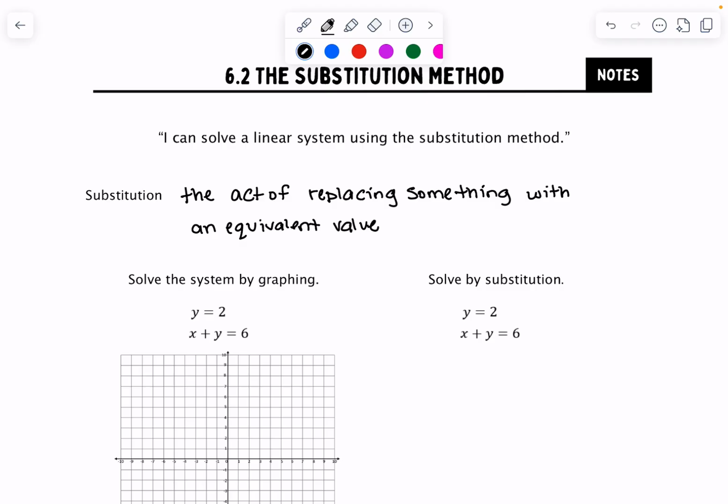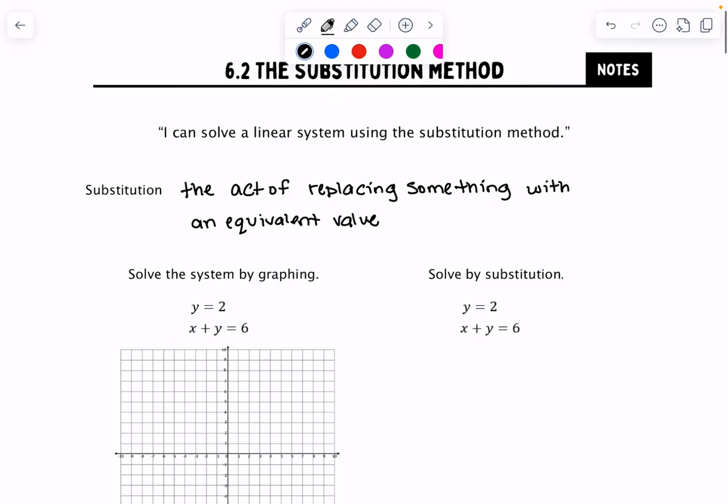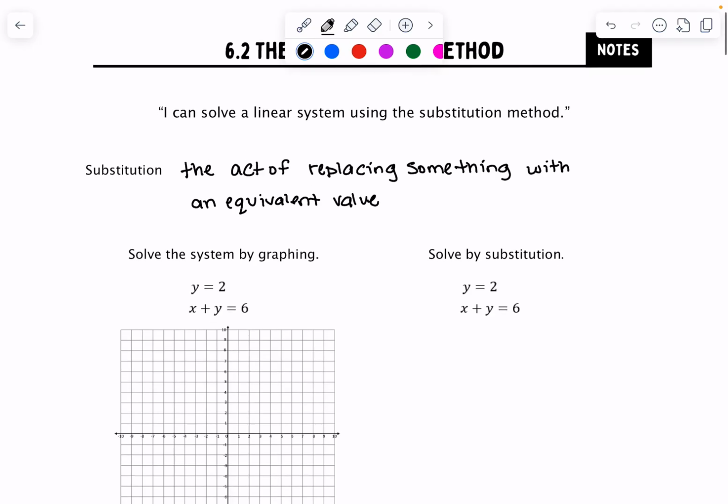Okay, we substitute a lot of things in life. When we're cooking, we can make substitutions, right? We can use wheat flour or regular flour. We can substitute lots of things in real life. So we have substitute teachers, right? If I'm absent, you have a substitute come in for me. So we can do the same thing in math and same thing with a system.